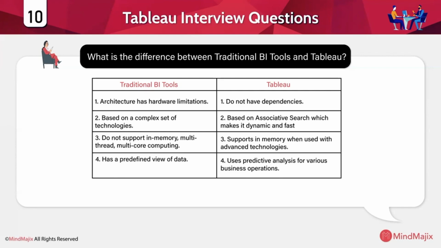If I'm talking about traditional BI tools, they are based on a complex set of technologies, but Tableau is based on associative search, which makes it dynamic and very fast, because whatever visualization you want to create with Tableau, you can make it very fast. In traditional BI, people work with tools like Microsoft Excel, because at a beginner level people work with Microsoft Excel, and that is a traditional BI tool.